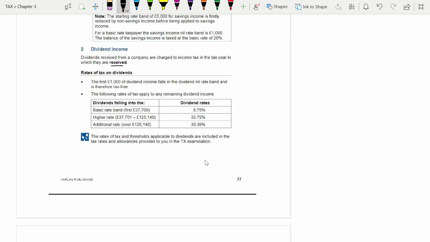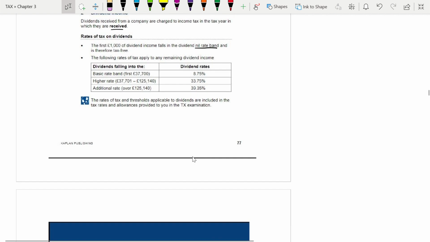The first 1,000 of dividend income comes in the NRB, and therefore it is tax free. Subsequently, you will have the basic rate. If the total income is in the basic band, the same rule applies, 37,000. Here the rates are different: 8.75, 33.75, and 39.35. They will give you these in the examination. It is part of the examination.